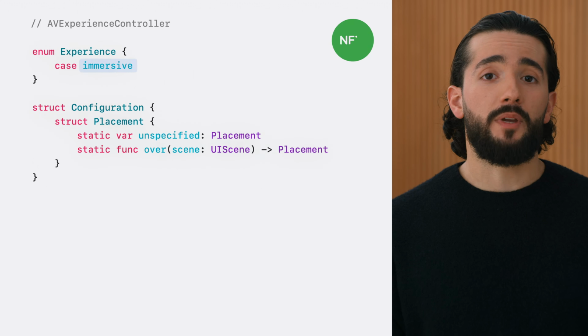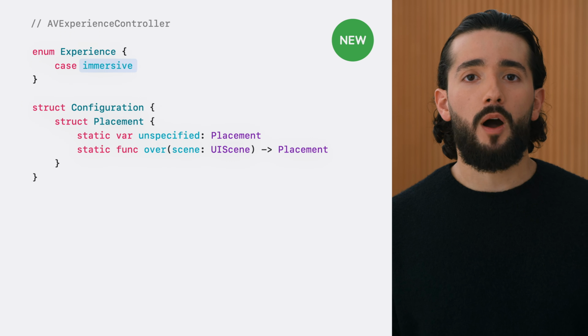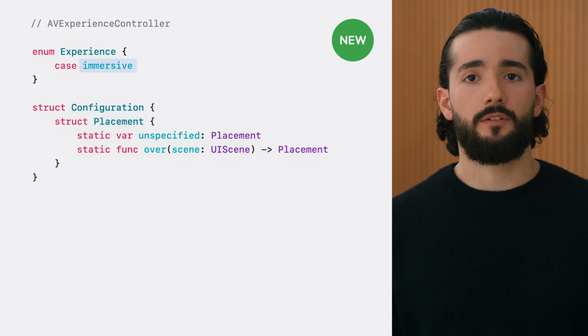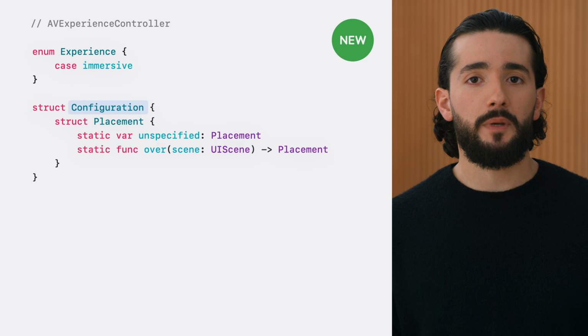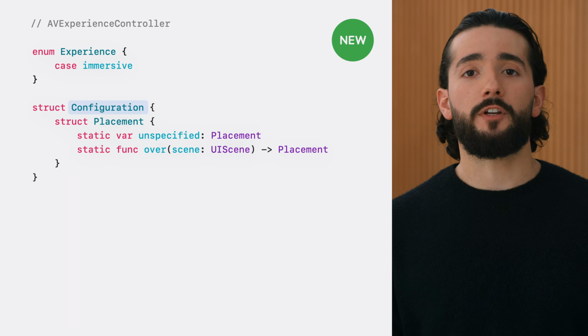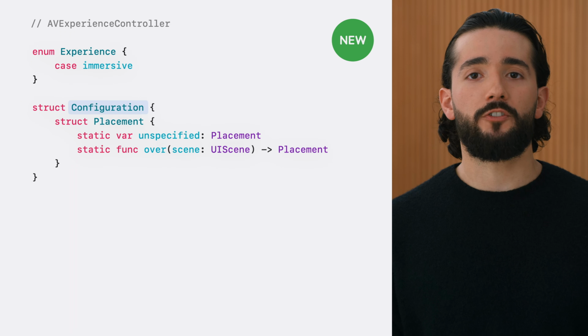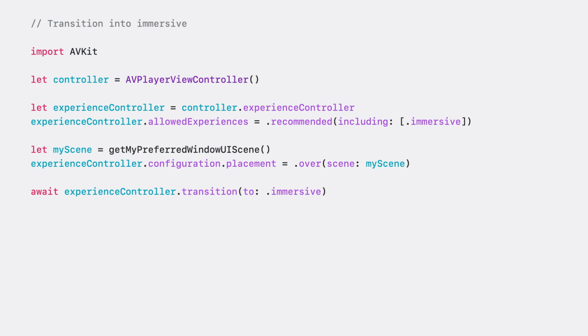With the new Immersive API, as part of the experiences in AV Experience Controller, it is possible to transition explicitly into this experience, rather than just relying on an automatic trigger, just like it's done for Expanded. The Immersive Experience API comes with a new configuration API that allows apps to define the placement of where immersive video playback should be experienced. This code snippet demonstrates how to use Immersive Experience with the Configuration API.